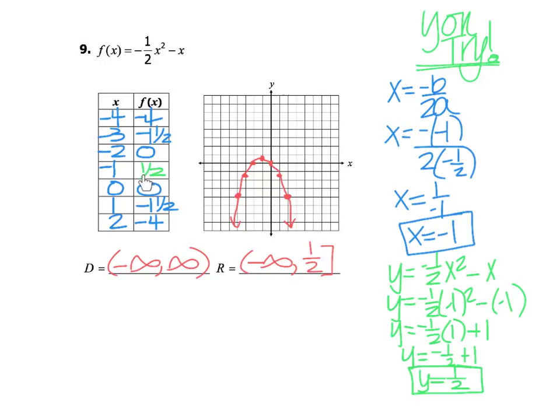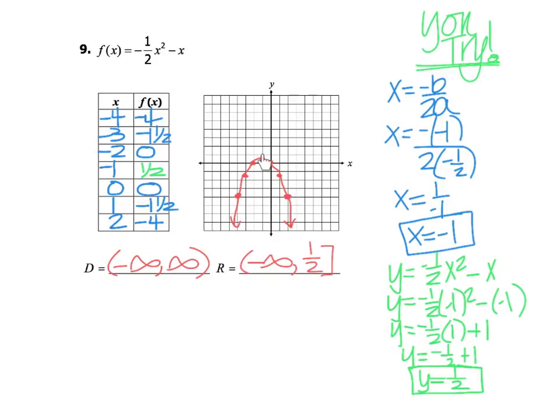So we put our vertex in the middle row, pick 3 numbers smaller, 3 numbers bigger, then we take each of these x values and plug them back into our original equation. Every time we see an x, we plug in negative 4, and we get negative 4. Plug in negative 3, and we get negative 1/2. Plug in negative 2, and we get 0. Plug in 0 and get 0, 1 and get negative 1/2, plug in 2 and we get negative 4.